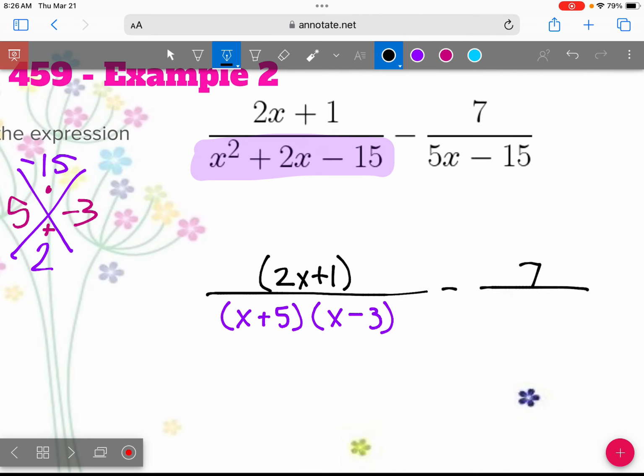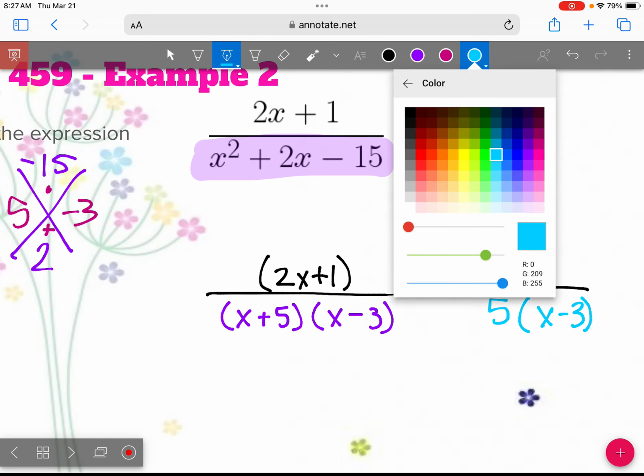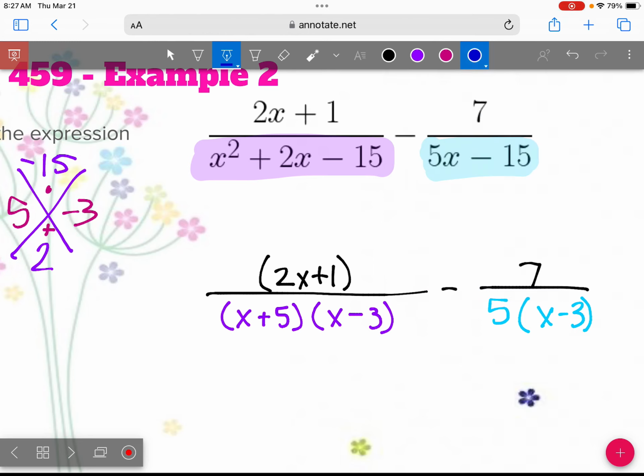I have my 7. And I'm going to look at my denominator here. Can I simplify this a little bit? Is there any factoring I can do here? What can we take out? A 5. So it's going to be 5 times x minus 3. I'm going to switch that blue to be a little bit darker. I feel like it's really pale. There we go. I feel like that's easier to read.